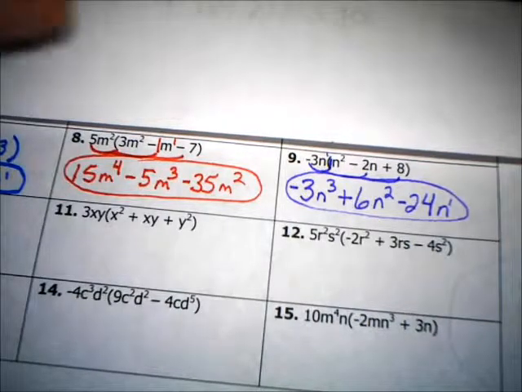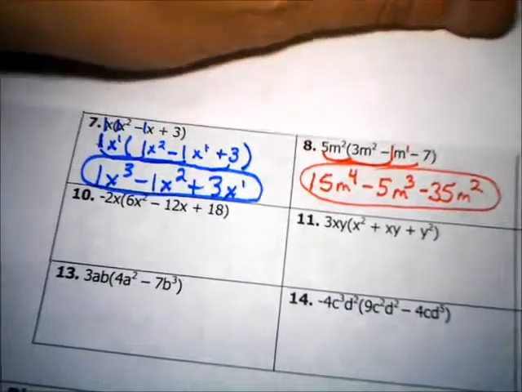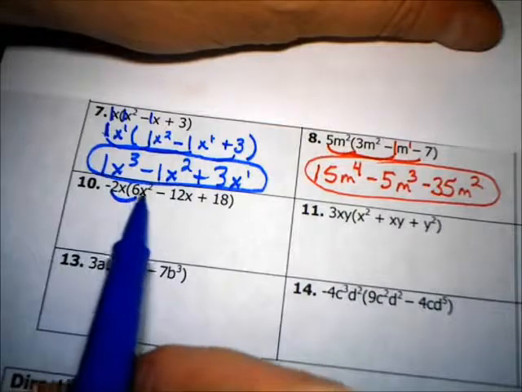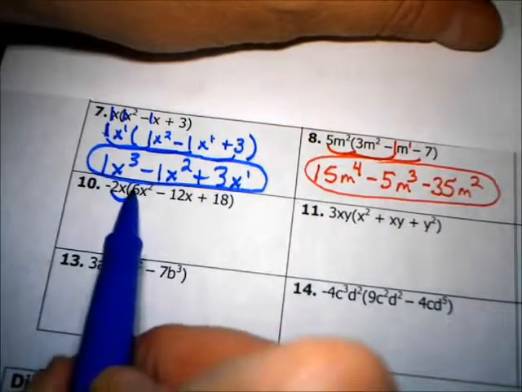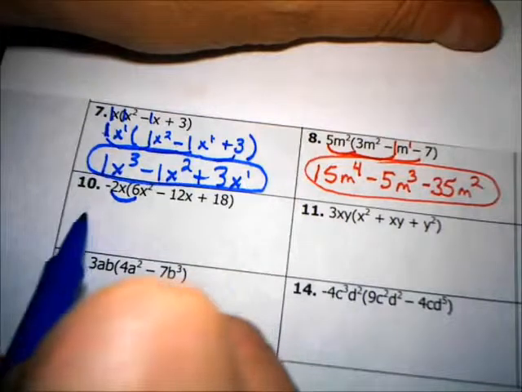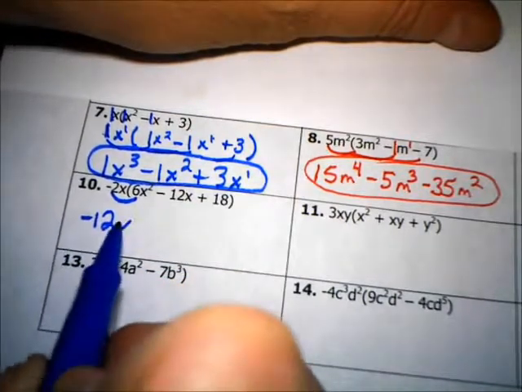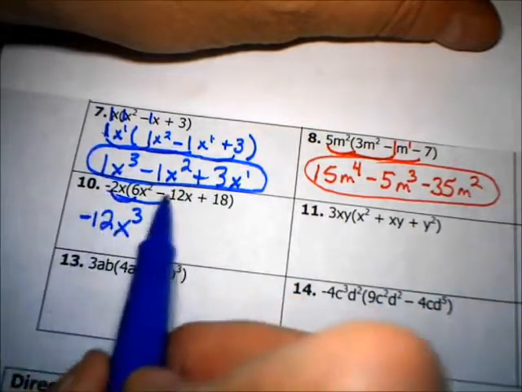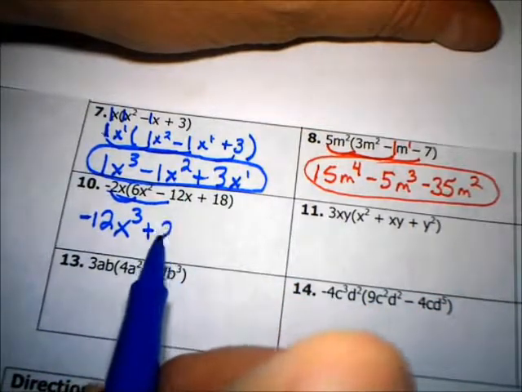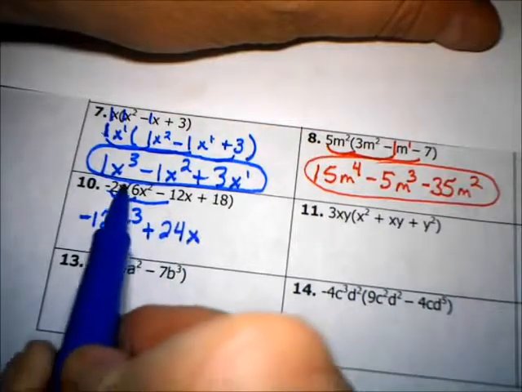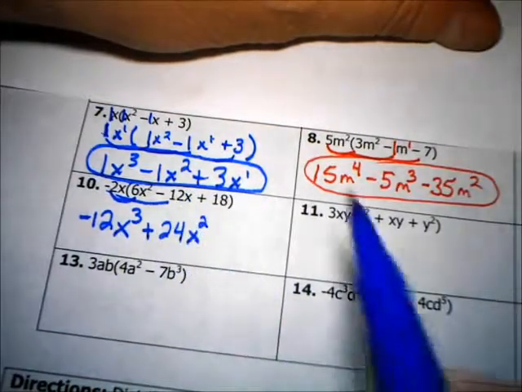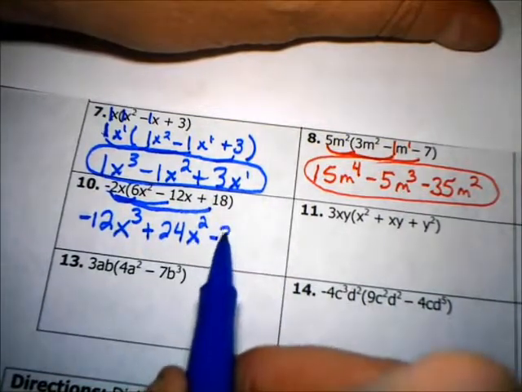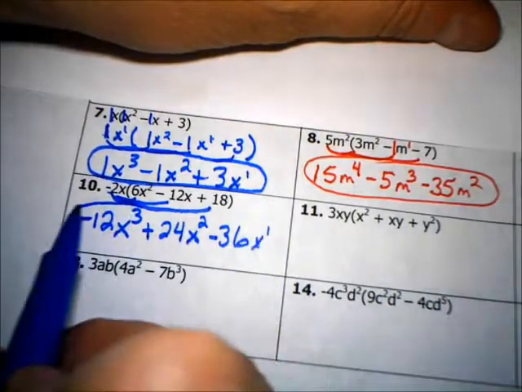Okay. Come back to number 10. Look at it, I have all my coefficients, so I'm just going to distribute the -2x times each one of these. So -2x times 6x squared, -2 times 6 is -12, and that becomes x to the 3rd power. Go to the middle term, -2 times a -12 is a positive 24. x¹ and x¹ is x squared. And then the last term, -2x times 18 is a -36x¹, and there's your answer.